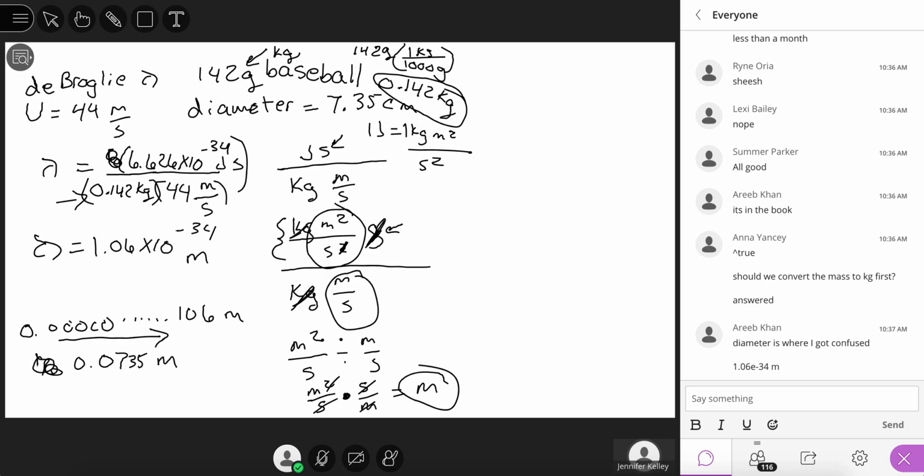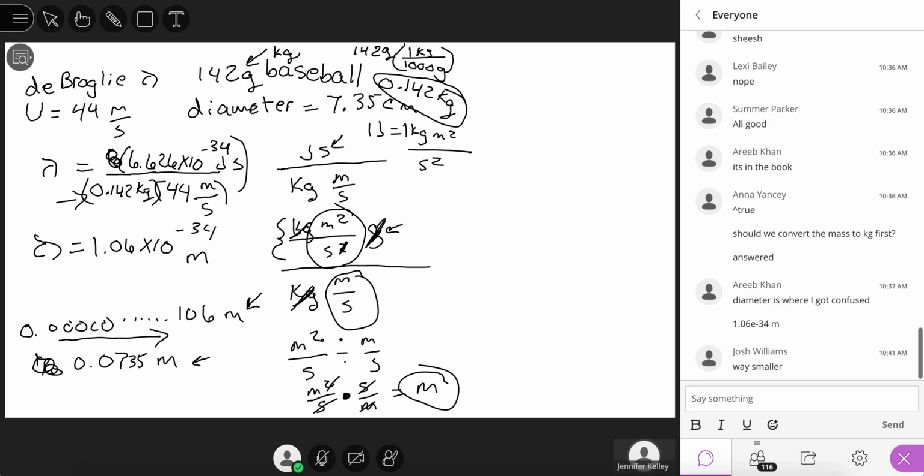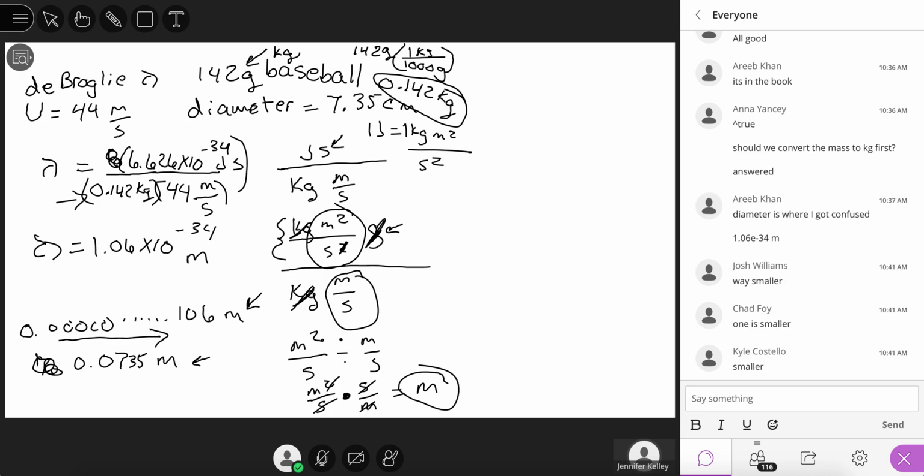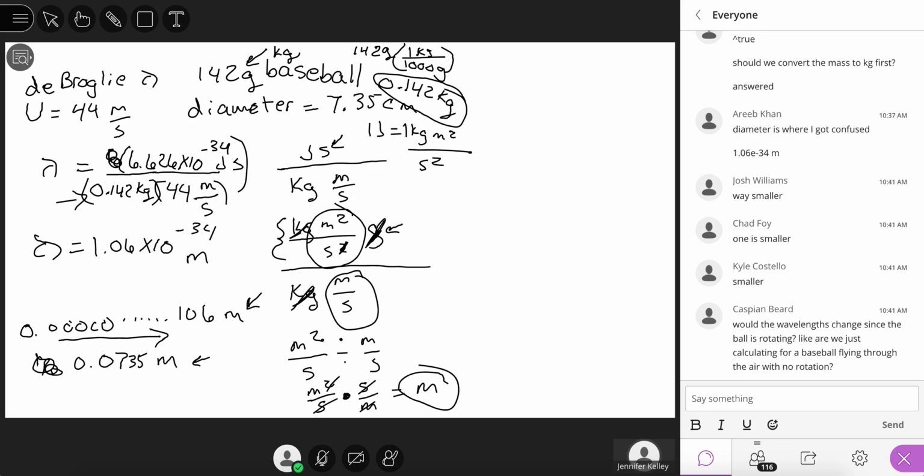meters. So how big is the wavelength that we calculated compared to the diameter, which they gave us in the problem? Are they about the same size, or is one way smaller than the other one? Yeah, one is way smaller. The wavelength is way smaller. So what they're saying is that the baseball behaves as a wave, but you don't see that with your eyes because the wave is so very tiny.